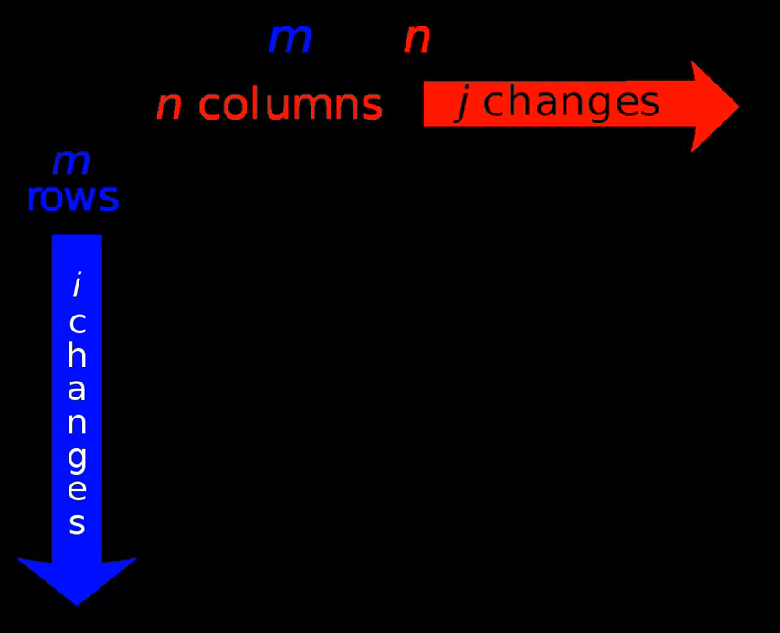For example, the underlined entry 2340 in the product is calculated as 2 times 1000 plus 3 times 100 plus 4 times 10 equals 2340.